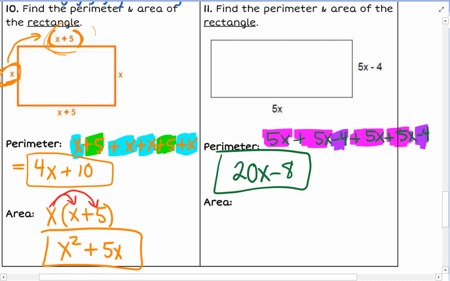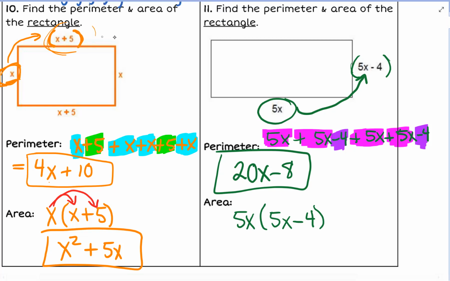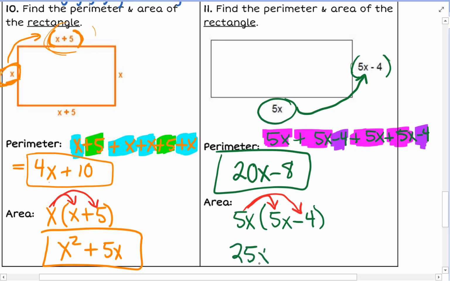The area requires me to multiply the base, or the length, times the height, or the width. Now, 5x minus 4 is the entire width. It must be grouped because 5x must be multiplied by the 5x and by the negative 4. Be sure to put groups in parentheses to remember that you will need to distribute. 5x times 5x minus 4. Distributive property. 5x times 5x is 25x squared. And 5x times negative 4 is negative 20x. Here is the area.